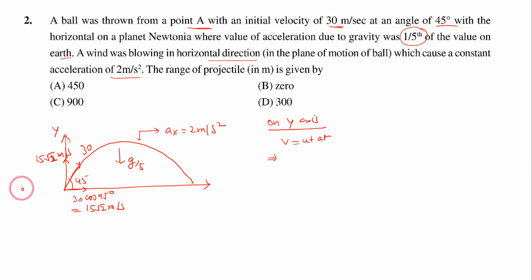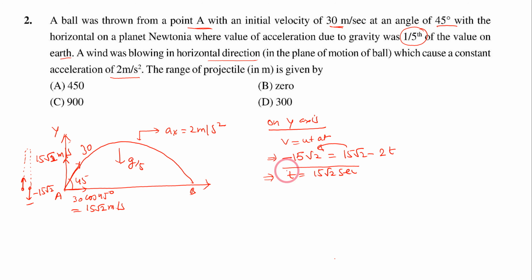Now what will be the final velocity? It was thrown upward with 15 root 2. So now when it comes back to the same level, that is B, when thrown from A, it will have the same velocity in the opposite direction, right? So we will be using minus, see here the downward direction, therefore it will be minus 15 root 2. So minus 15 root 2 equals upside velocity initial, so 15 root 2 minus g by 5, meaning 2, into t. So what we get, t equals 15 root 2 second. This will come on this side, so 15 plus 15, 30 root 2, and then divide by 2, we get this time.